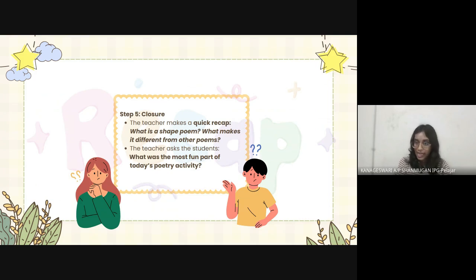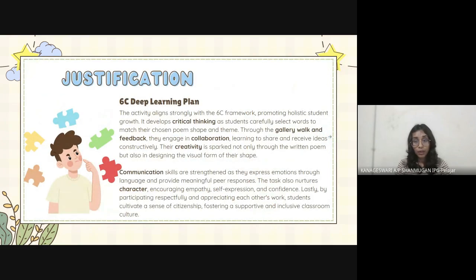Ending with encouragement helps to boost the students' confidence, leaving them with a sense of accomplishment and pride in their work. This stage also provides an opportunity for formative assessment where you can gauge students' understanding and address any lingering questions or challenges. So now that we have covered the instruction itself, let's dive deeper into the justification behind using shape poems in this lesson and explore how this approach aligns with key educational principles and supports the development of both language skills and social emotional growth.